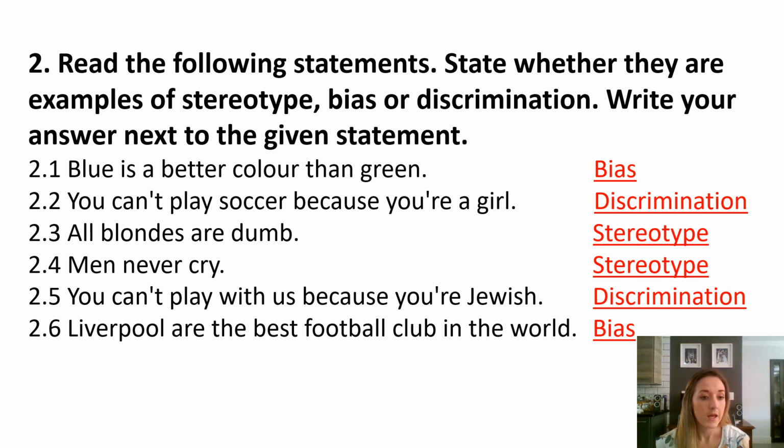Okay, 2.3, all blondes are dumb. This is an example of stereotype. If we, again, understand the definition of stereotype, it tells us that another person or thing has to match a fixed idea that someone else has. Someone else has this idea that all blondes are dumb, so they match this fixed idea, therefore it's a stereotype.